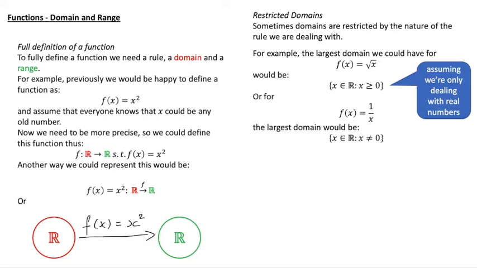Or another familiar function, if f of x is equal to 1 over x, then we could define the largest domain as being x is a real number such that x is not equal to 0, because we can't have f of 0 because we can't have 1 divided by 0, because that's not allowed.